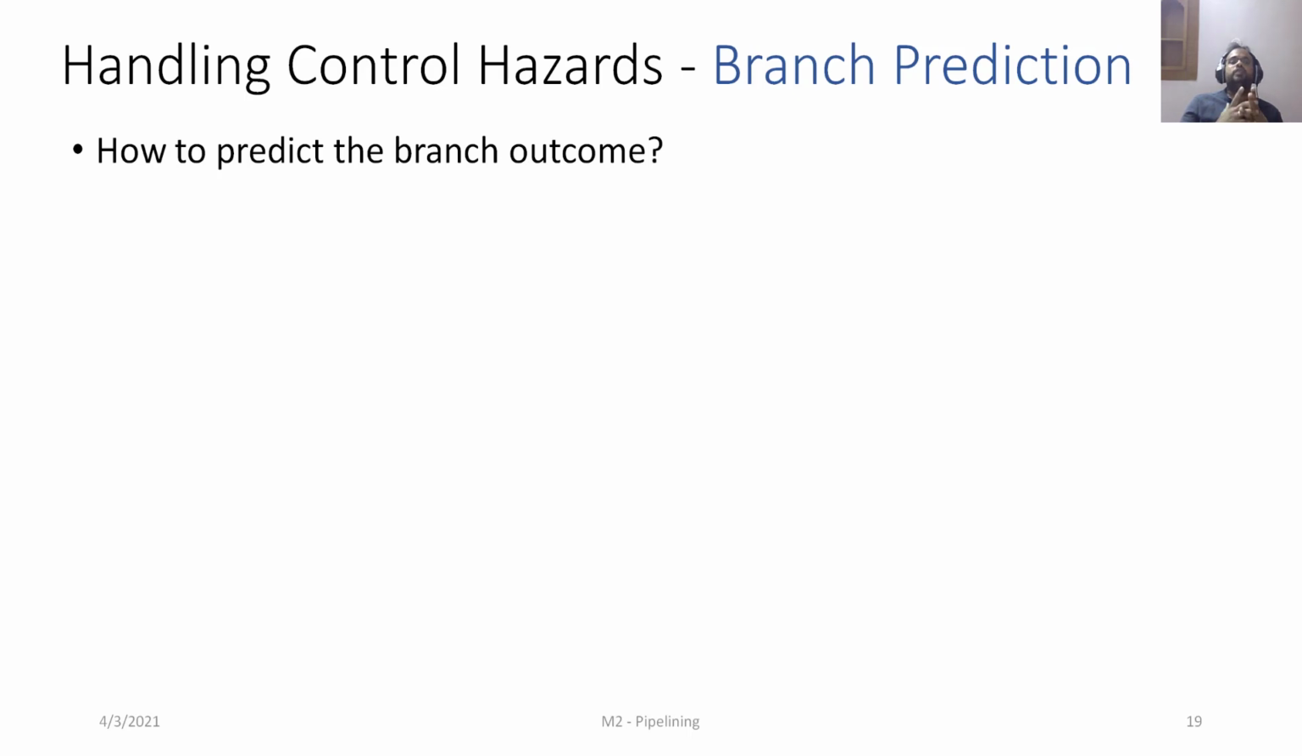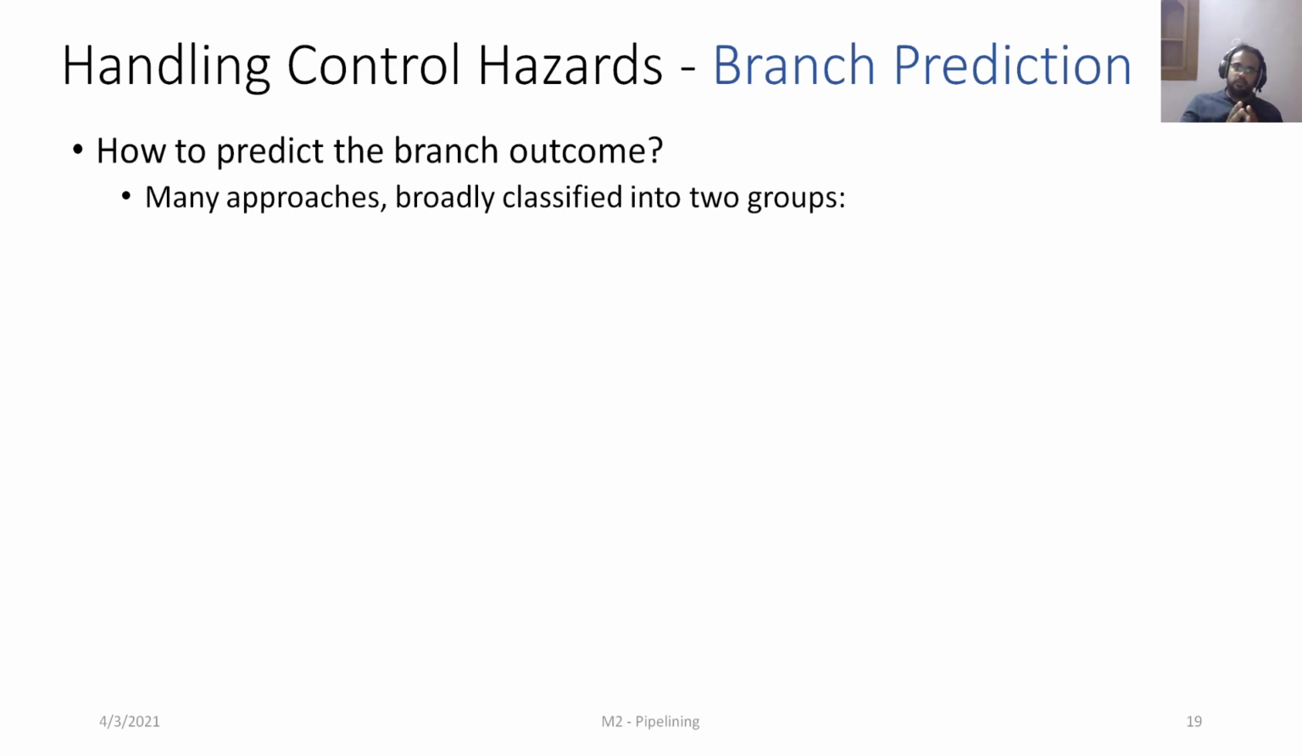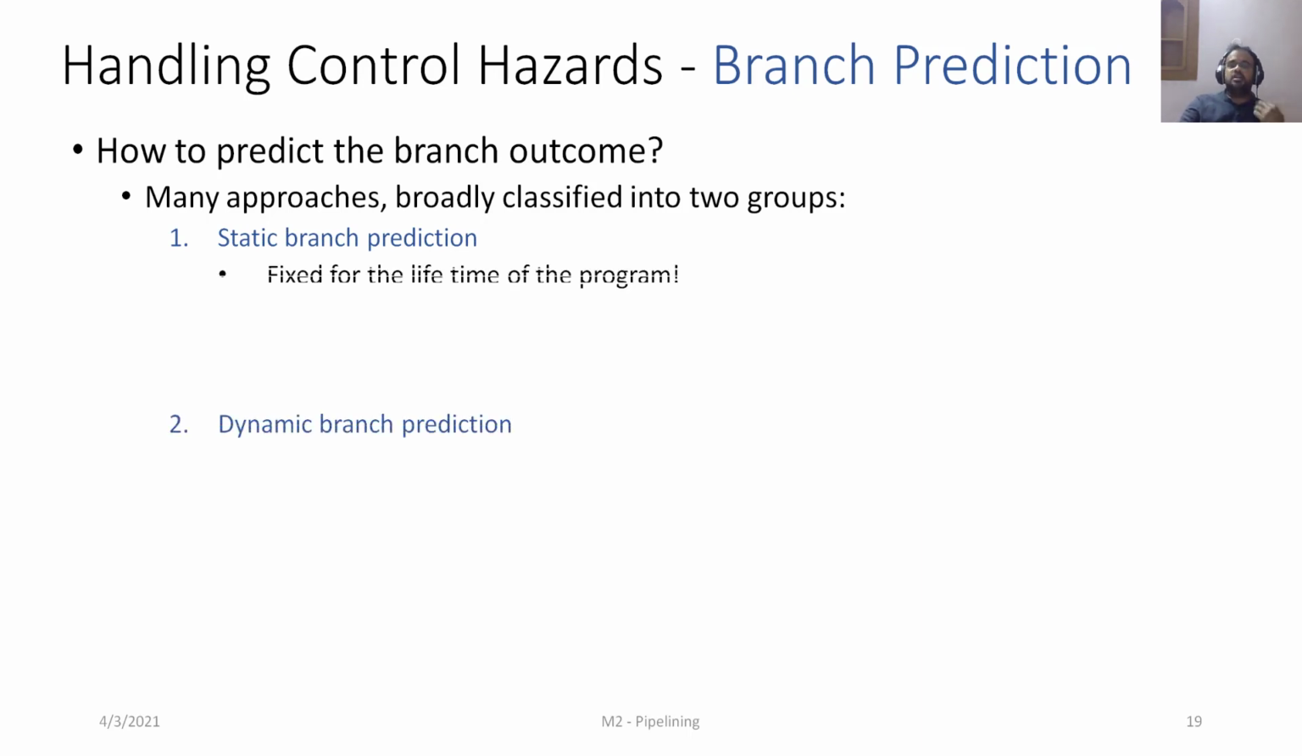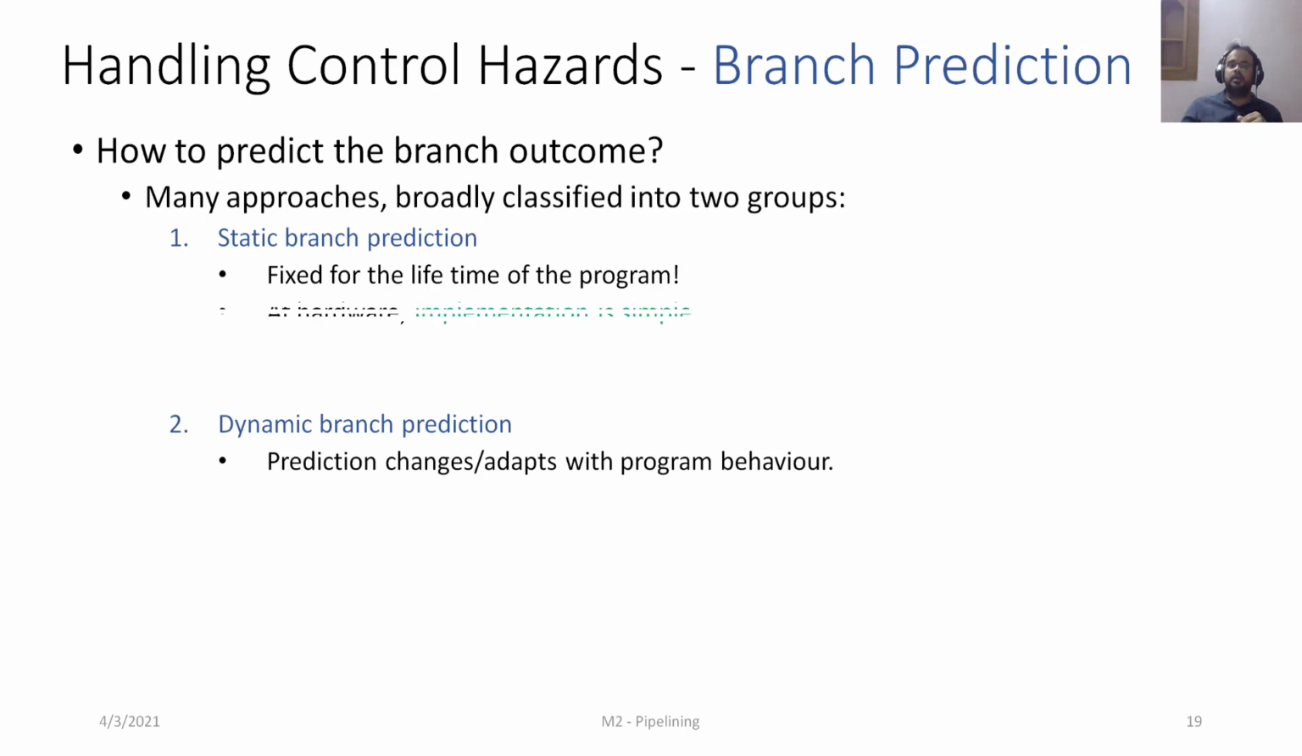Now the important question, how do we predict the branch outcome? Primarily, there are two different approaches, right? There are static branch prediction and dynamic branch prediction. As the name says, static branch prediction is kind of fixed for the lifetime of the program. But dynamic branch prediction tries to adapt itself to the changes in the program behavior. Static branch prediction, the biggest positive is it's quite easy to implement. On the other hand, dynamic branch prediction needs complex hardware to implement.